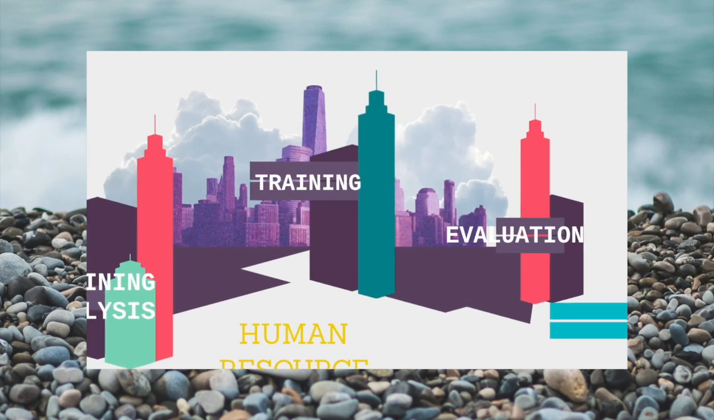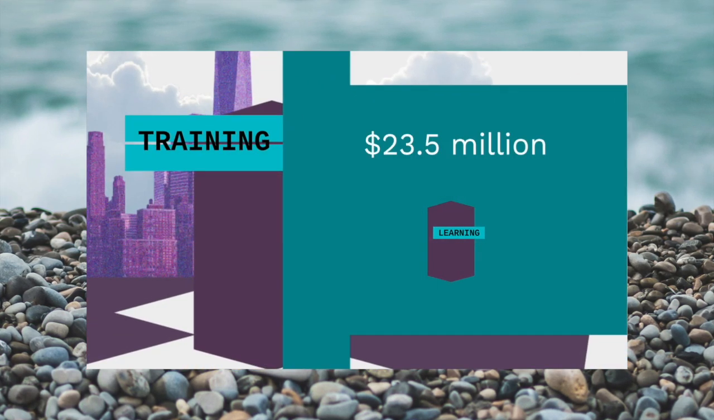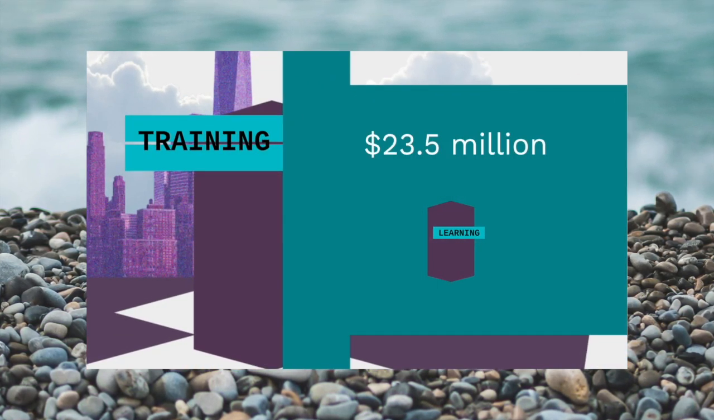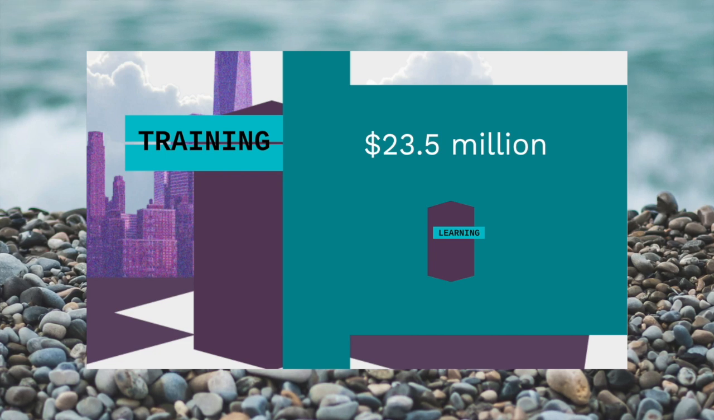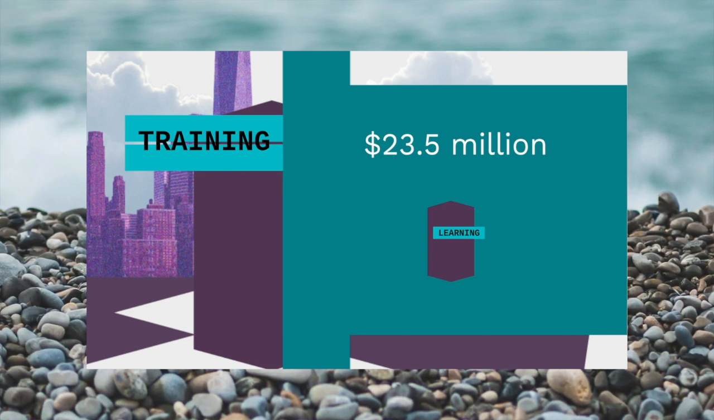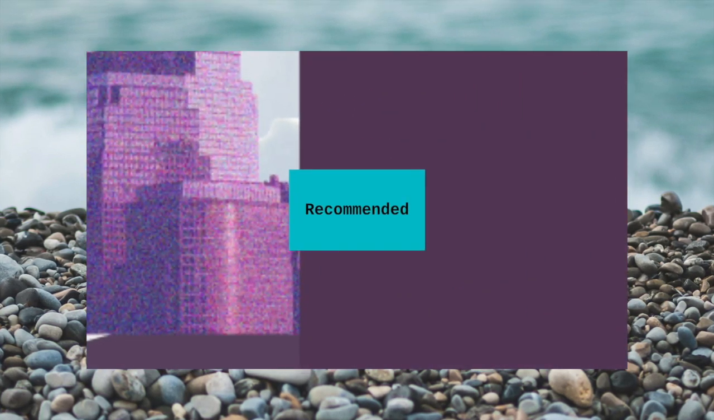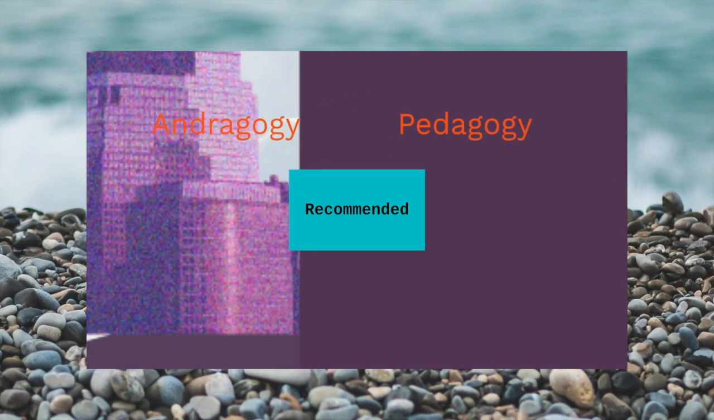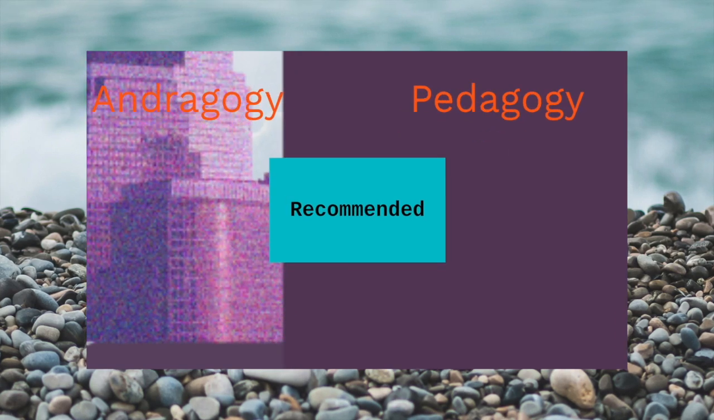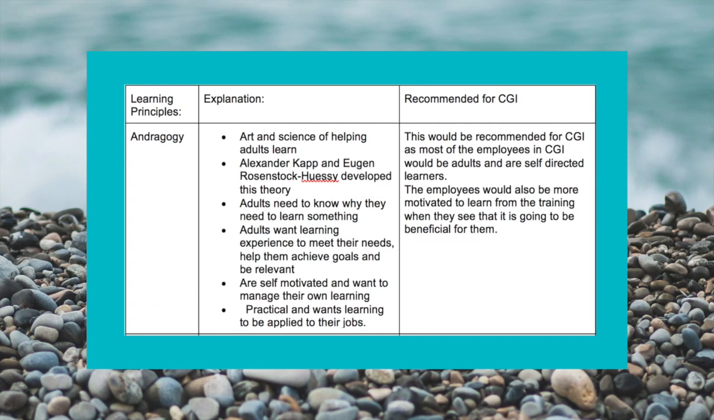Training is costly, and CGI could use the $23.5 million which the board decided to put in a trust account as a budget to train the new and current staff of CGI. The training program needs to be designed by considering it to be either andragogy or pedagogy, and for CGI it is recommended to be andragogy as shown in the table.